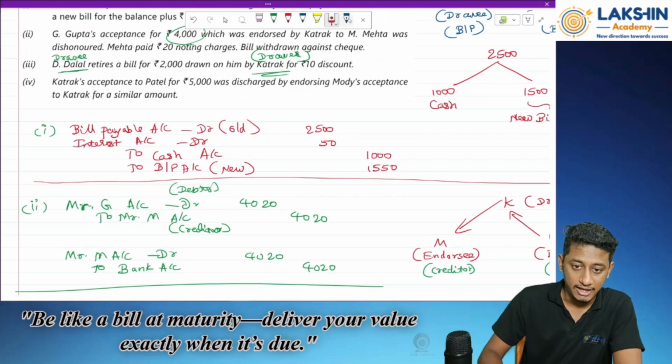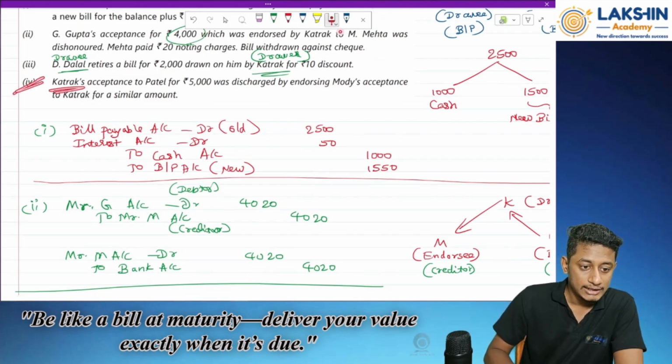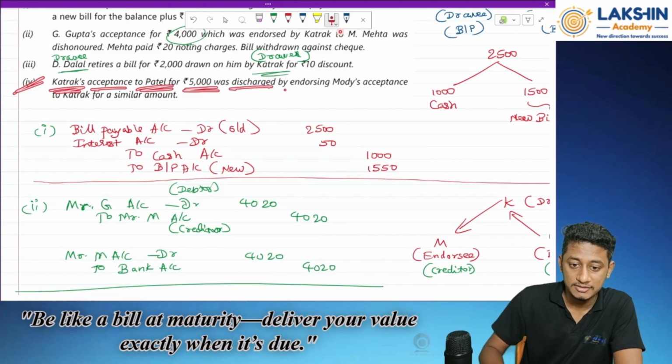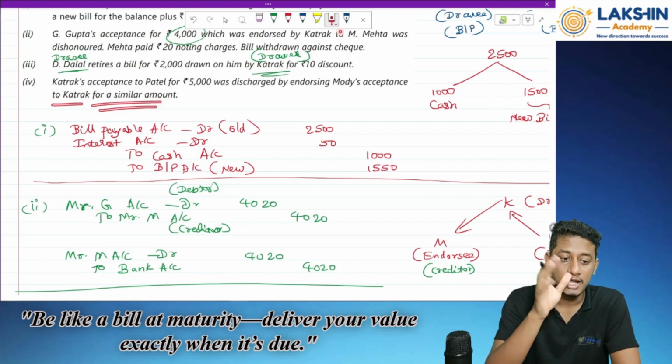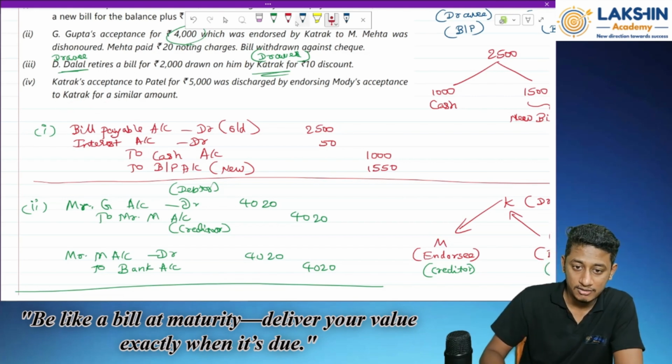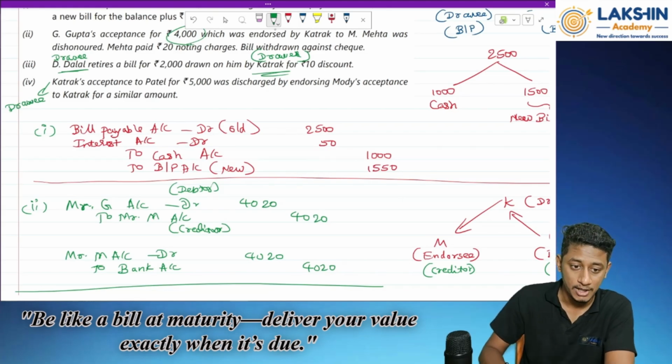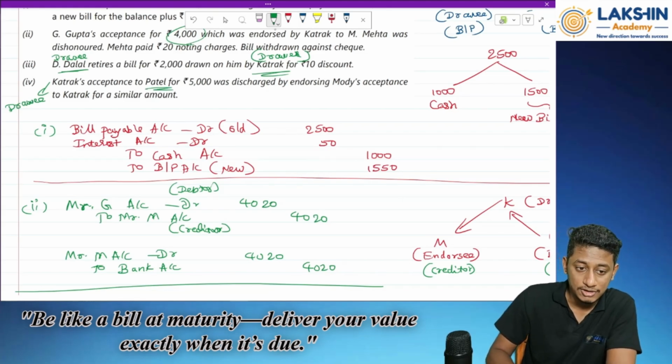Then, the last question. Katrak's acceptance to Patel for rupees 5,000 was discharged by endorsing Modi's acceptance to Katrak for a similar amount. What has happened over here? Katrak's acceptance, that means Katrak or Mr. K is my drawee in this case, because he has accepted the bill to Mr. Patel. So Patel is what? Patel ji is a drawer.